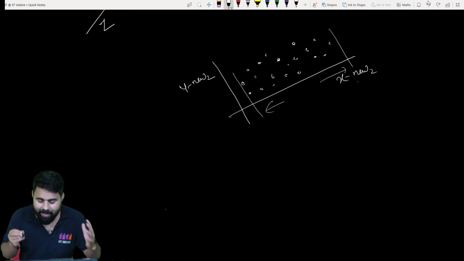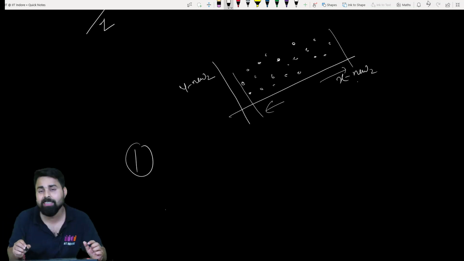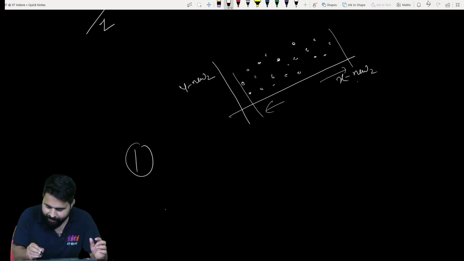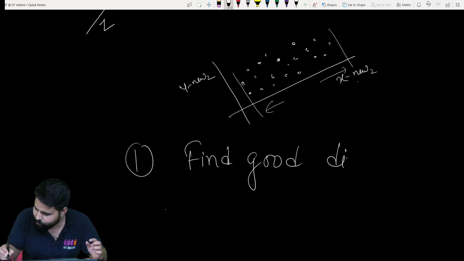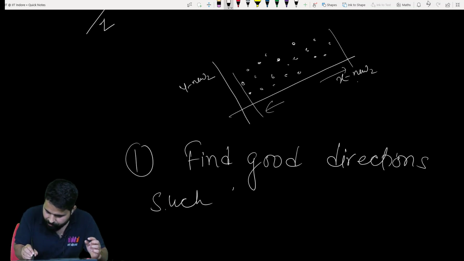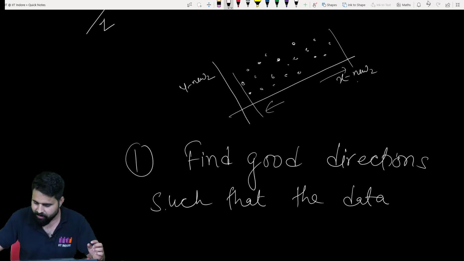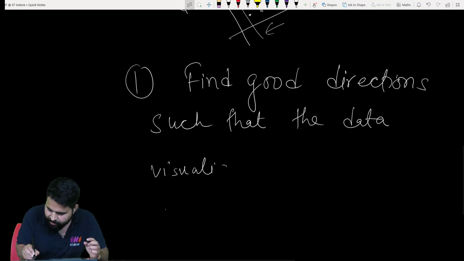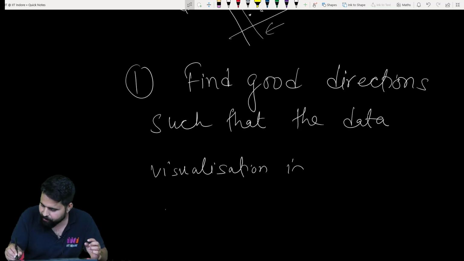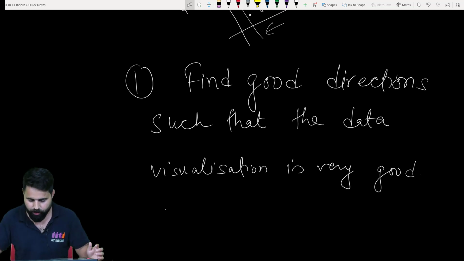So in short, there are 2 aims. First is to find good directions, or axes, we will see that these are nothing but directions, such that the data visualization is very good. Right now I am saying this very informally. We will mathematically see what we mean by this.